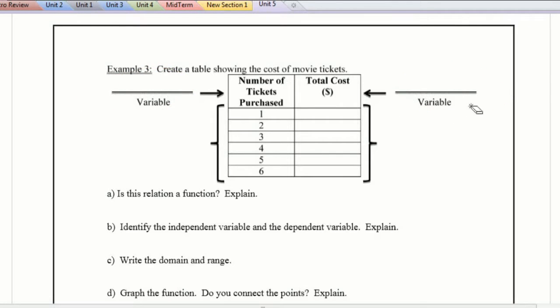So the idea with the dependent and independent variable is one thing is dependent on the other. In this case, the number of tickets is going to be our independent, and our cost is going to be dependent. So the cost depends on how many tickets you buy.